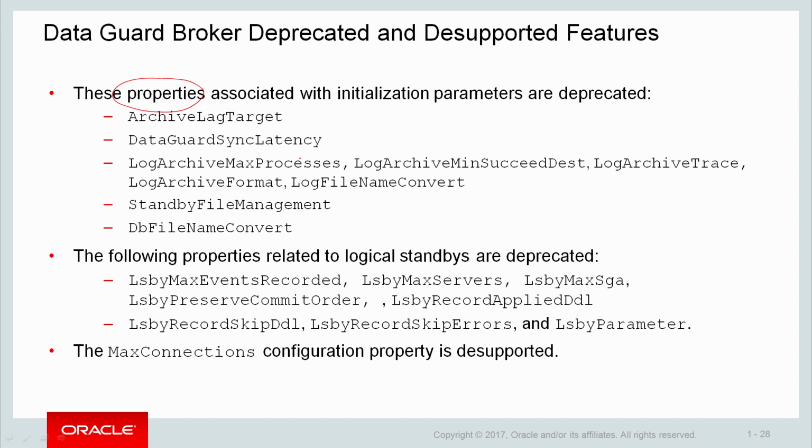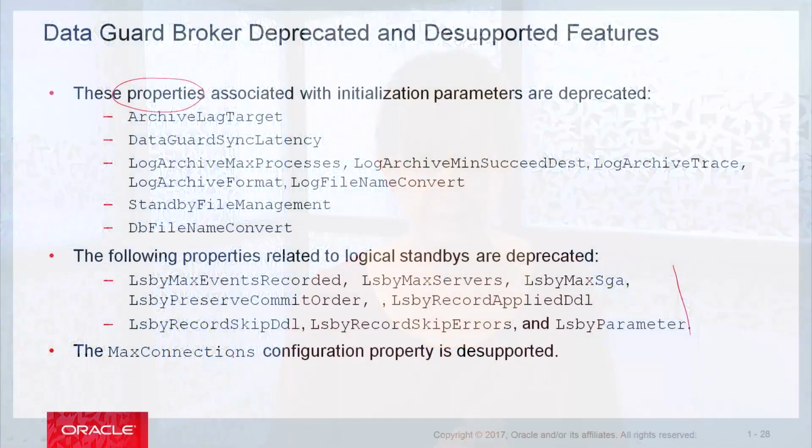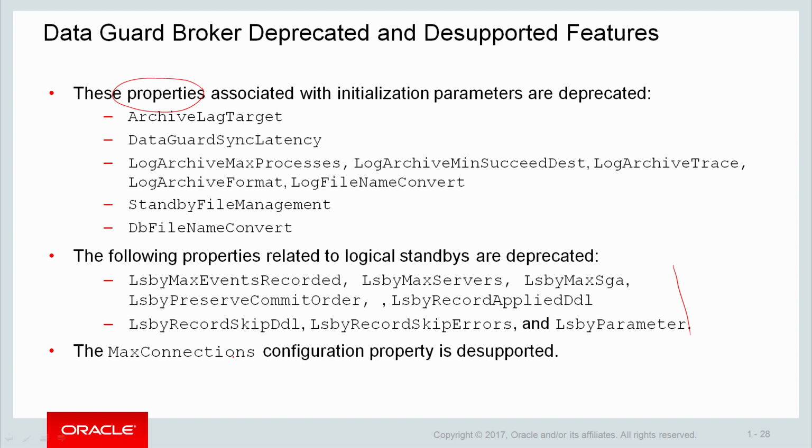The following properties related to logical standby are also deprecated. I don't think I'll need to read through those, but it's the same thing. You can now set these using initialization parameters directly. The max connection configuration property is desupported because it's desupported in the main database as well, as a parameter in archive destinations anyway.